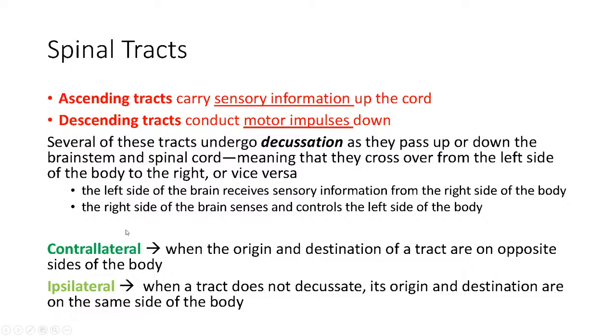Tracts that are contralateral have an origin that's on one side and a destination on the opposite side. So basically, the tracts that do cross over are contralateral. Contra means against or opposite. Lateral, of course, refers to the side, so contralateral means opposite sides. Ipsi means the same, and so ipsilateral means the same side. Some of the tracts do not decussate, some of them do not cross over, and tracts that do not cross over are called ipsilateral.